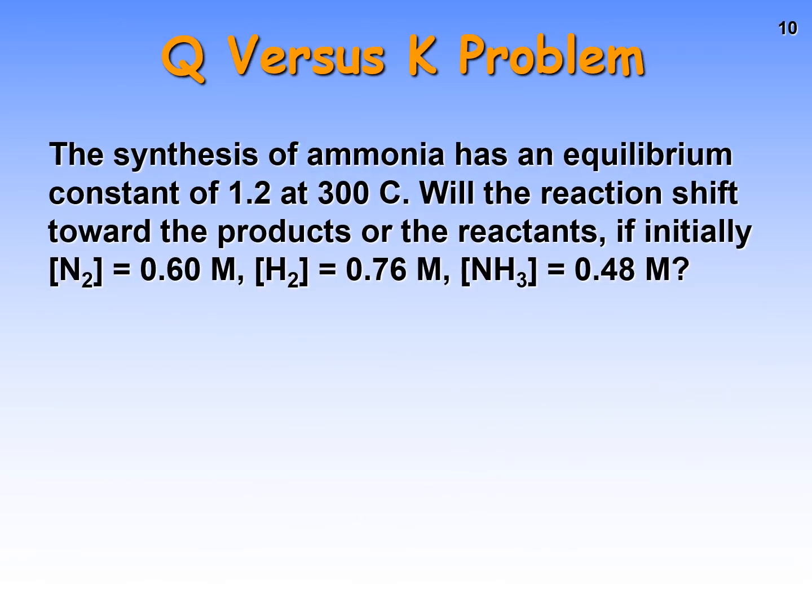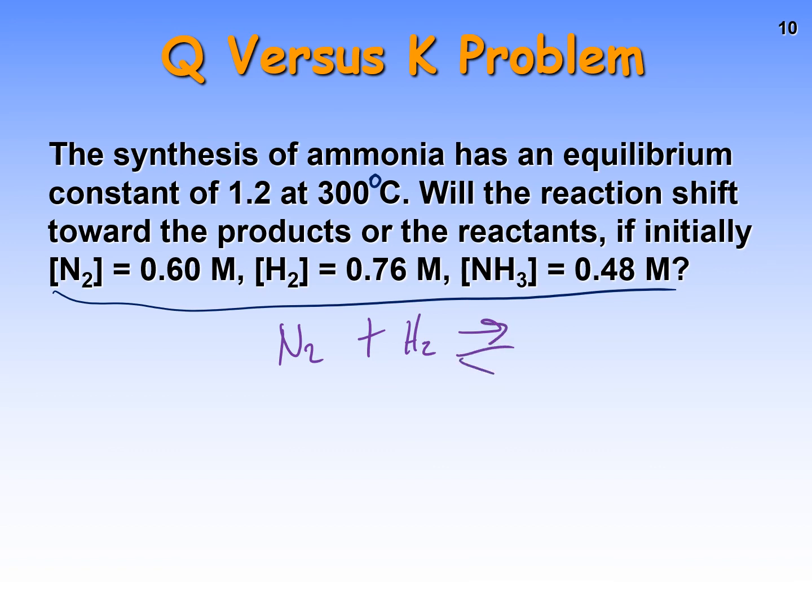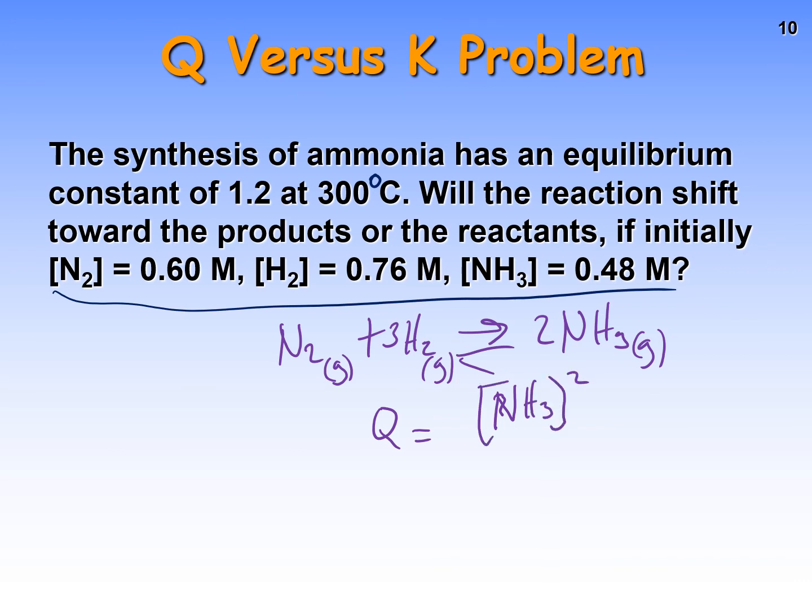We are going to use the synthesis of ammonia, which has an equilibrium constant of 1.2 at 300 Celsius. Will the reaction shift towards the products or the reactants if initially these are our concentrations? So we need to look at the ammonia synthesis, that's N2 plus H2 goes to NH3. We have to balance this, and this is what we get. So my Q expression is going to be equal to NH3's concentration squared all over N2's concentration times H2's concentration cubed.